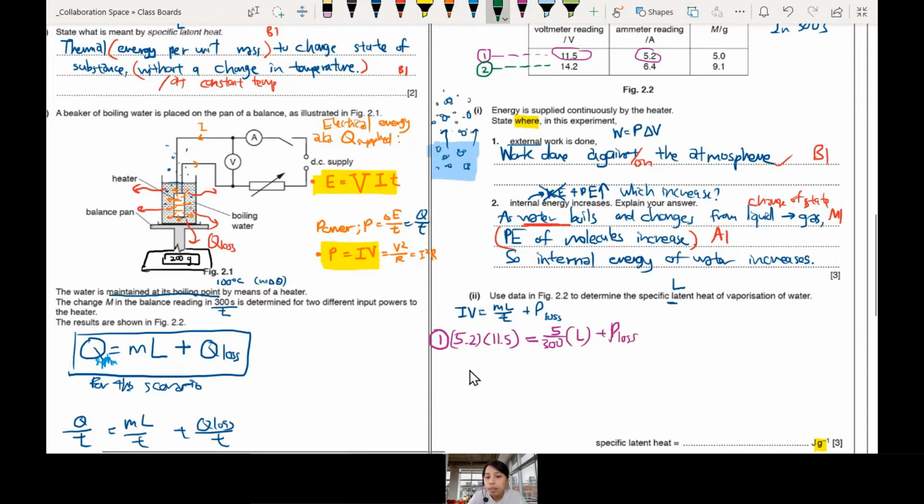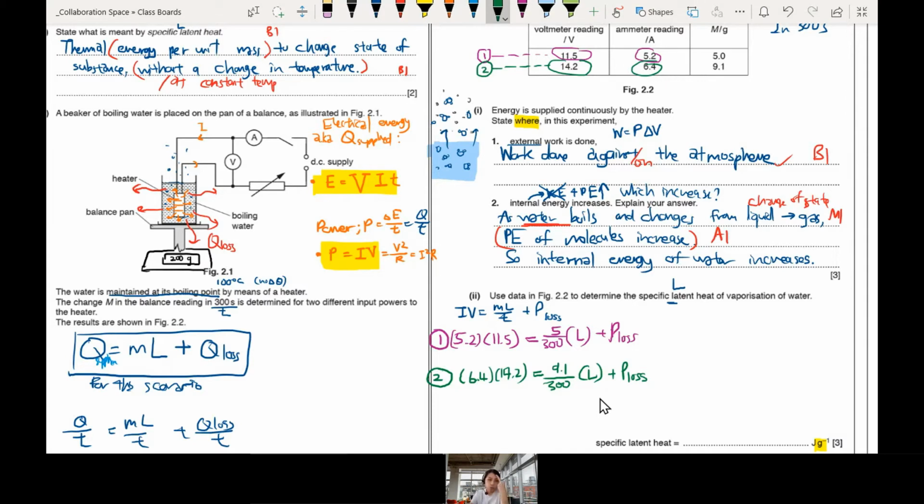Then we have our second set of data. We plug in the same thing. You see, we cannot solve there. We got two unknown. We don't know L, we don't know P. So we do it again, but this time for data set number 2. So we have I times V, 6.4, 14.2 equals to the mass, 9.1, over 300 seconds times L, plus who knows what P loss.